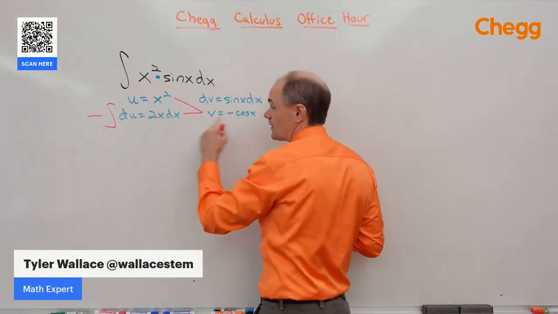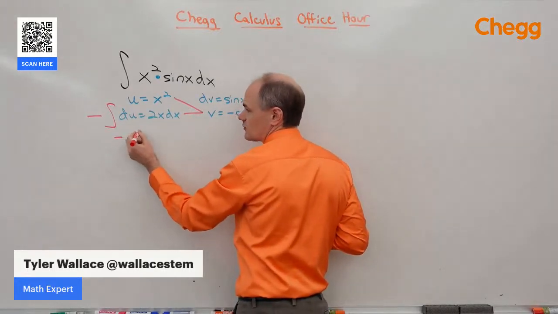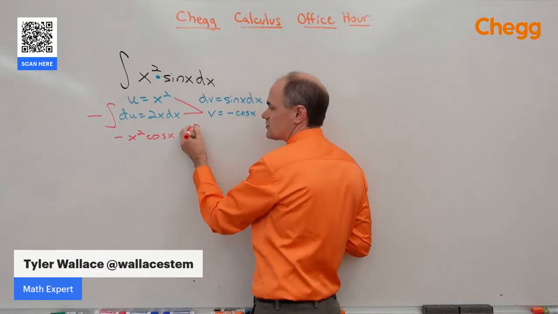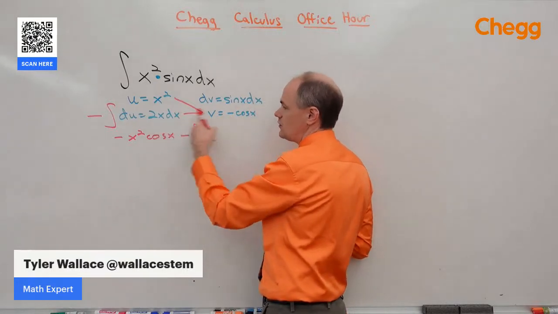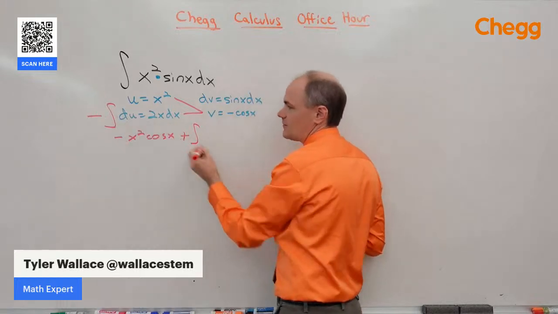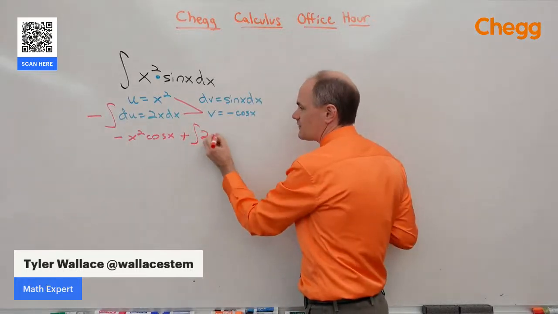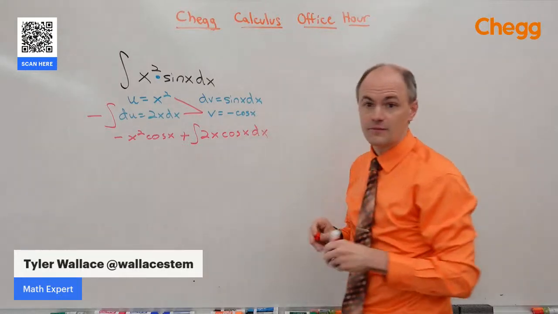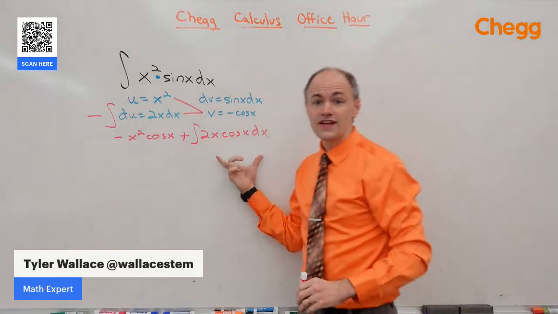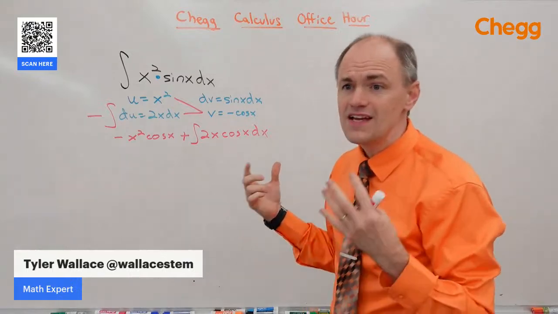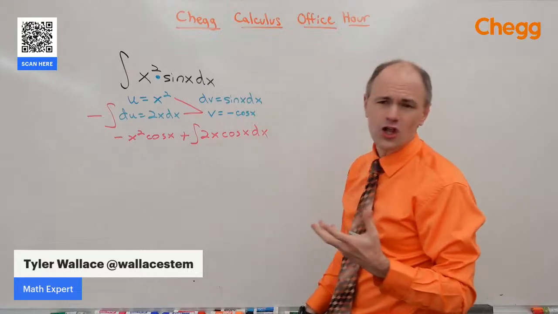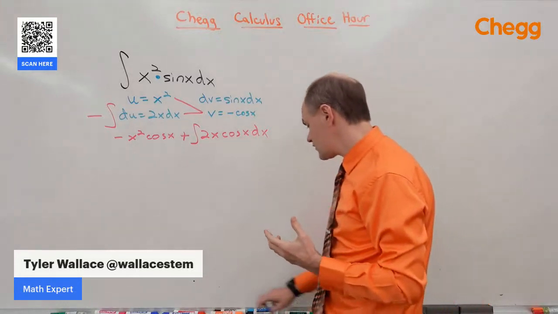I'm going to take x squared times negative cosine x, which gives me negative x squared cosine x. And then I'm going to subtract the integral of v du. A negative times a negative is going to make it a positive. And then I have 2x times the cosine of x dx. Well, we end up with an integral that hopefully is going to be easier to solve. Well, it's closer, I guess we could say, but it's not quite what we want.